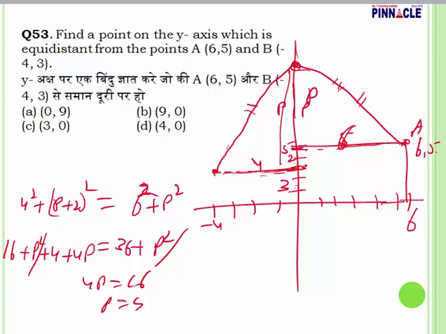If this is 4, then this is 2 and this is 3. 4 plus 2 is 6, plus 3 is 9. So this should be 9. It means x is 0 and y should be 9. (0, 9) should be the answer. Answer is A.